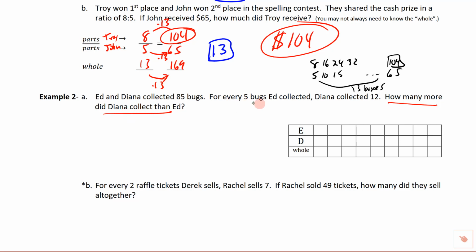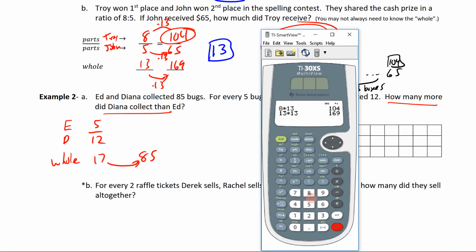So let's do this. For every 5 bugs, Ed collected 5, Diana collected 12. And then because we've got to do the whole part all together, the whole would be 17. And it says they collected 85. Here's the cool part about this. We know that together they collected 85. So let's figure out what the scale factor is based off that. Let's do 85 divided by 17.